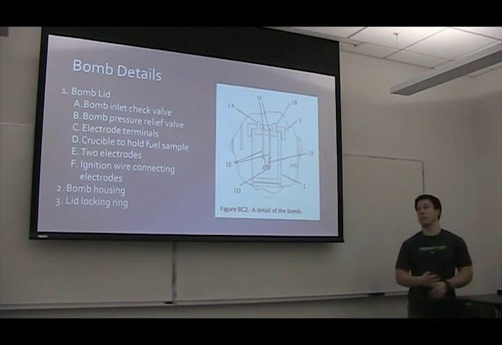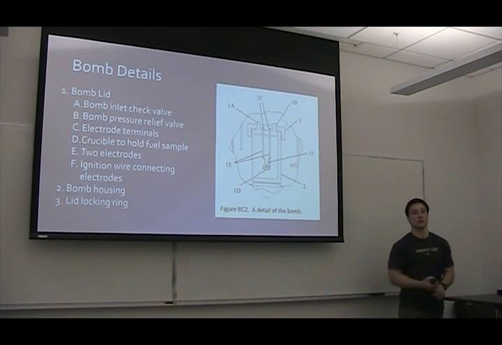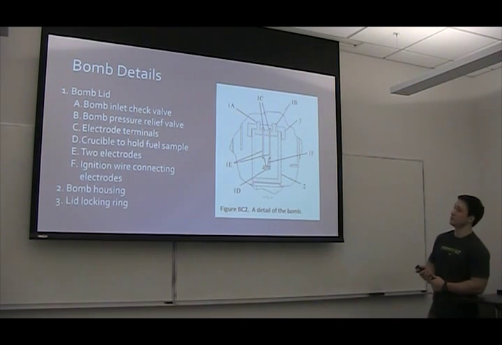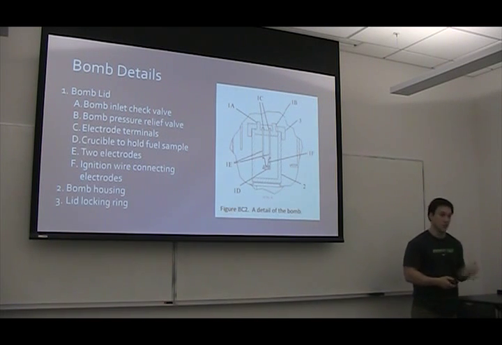This is a cutaway of the bomb. So we have a lid to the bomb, which you basically open, and insert your fuel into this crucible. Somebody asked earlier, it's benzoic acid, I want to say. That's the fuel. And then you also have some electrodes that will be sending a spark to your fuel for the ignition, and some ignition wiring over here. That's where the spark is being transmitted. And then you have your overall housing, and then you're locking the lid and pressurizing to the appropriate pressure for the bomb.